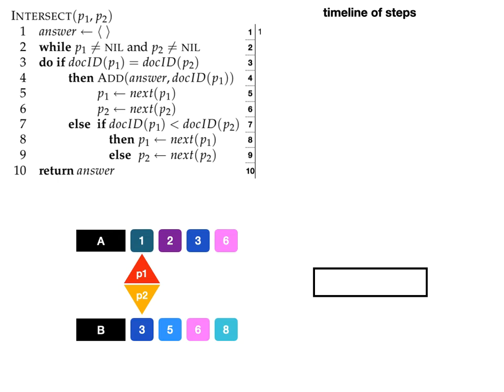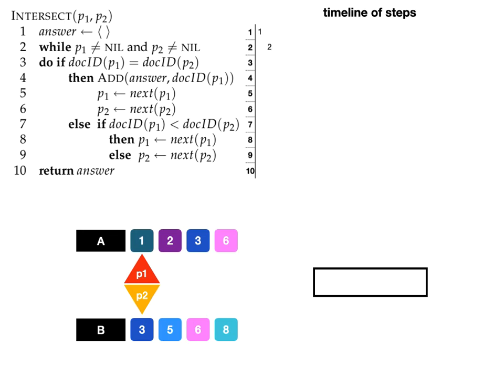The condition of this loop is: as long as P1 is not nil and P2 is not nil, we will continue to loop. Nil in this case means the pointer is no longer looking at anything; it will have fallen off the end of the list. So in this case, we're good. We're going to keep going because these pointers are pointing at stuff. What's our next check?